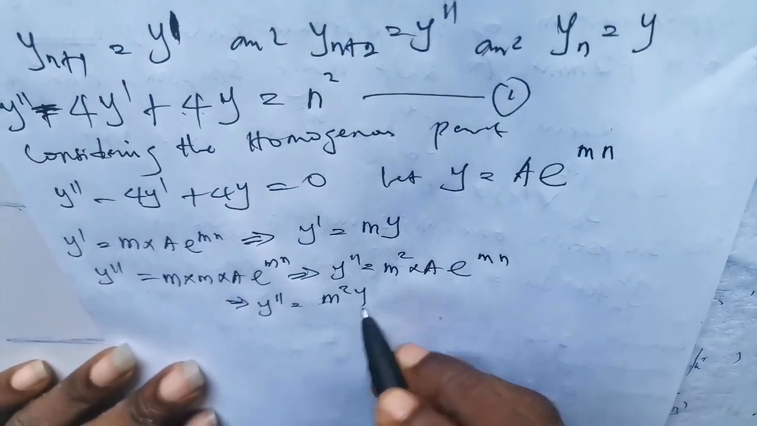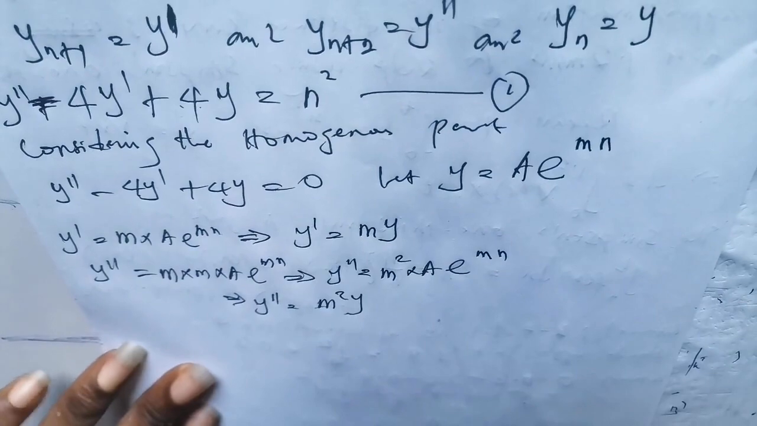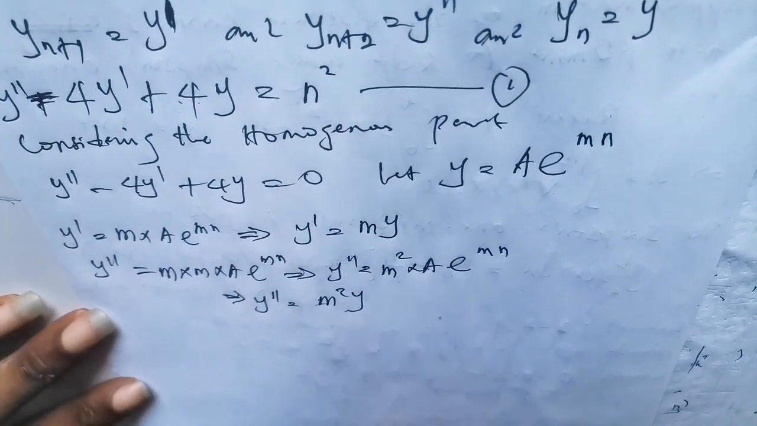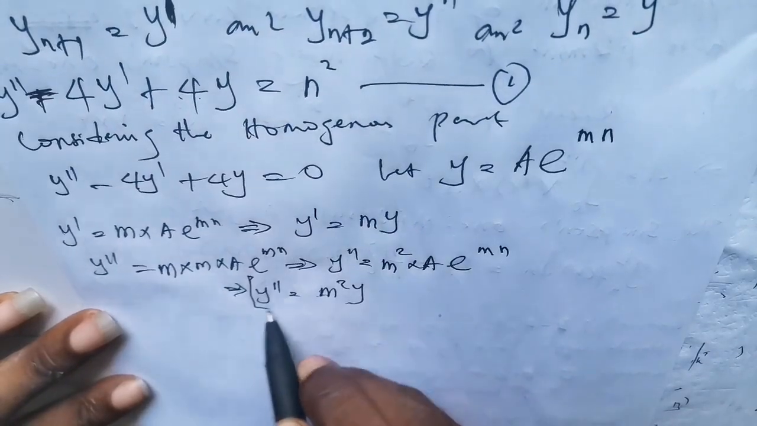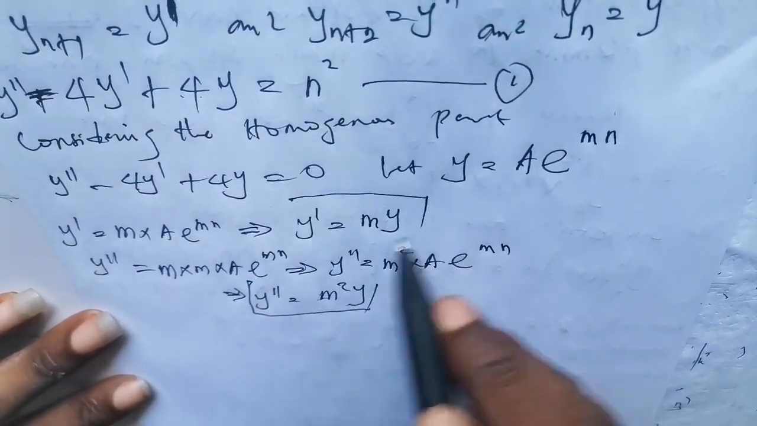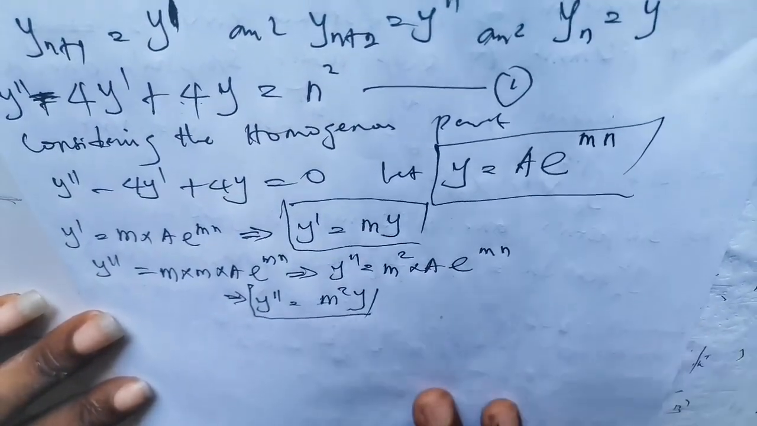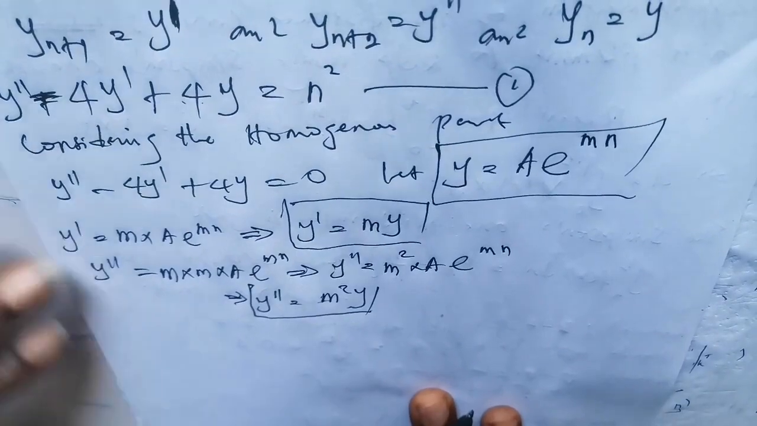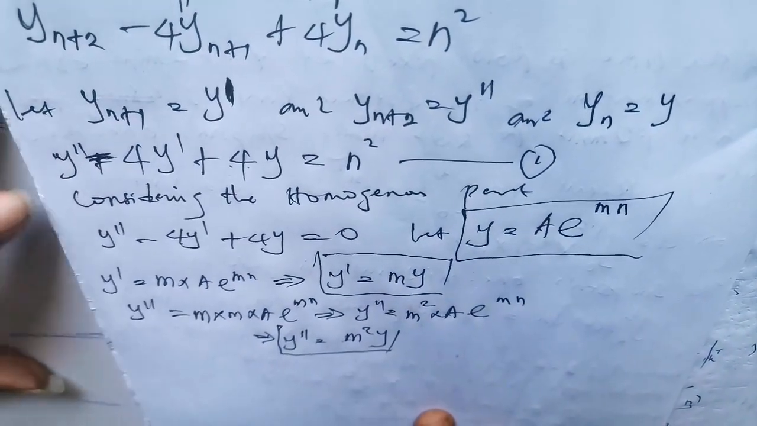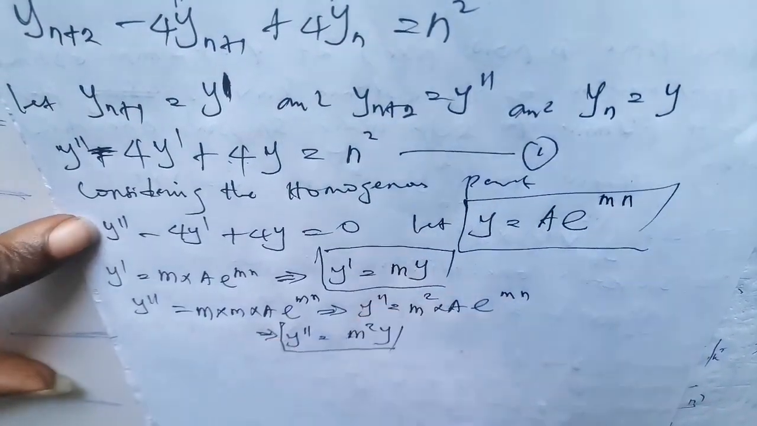M squared y. So I simply have this. If I have this for y prime prime, then all I need to do now is plug in these values for y prime prime, for y prime, and for y into the homogeneous part of the equation, which is this.